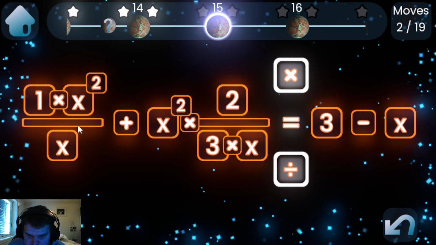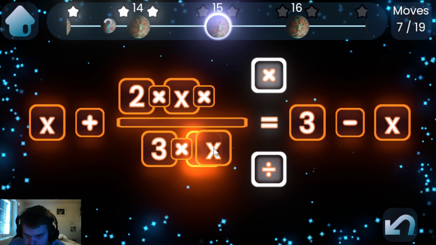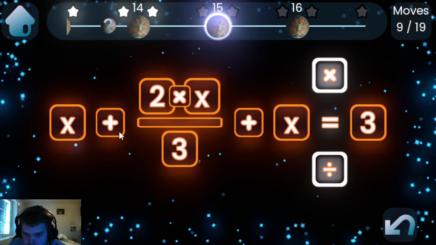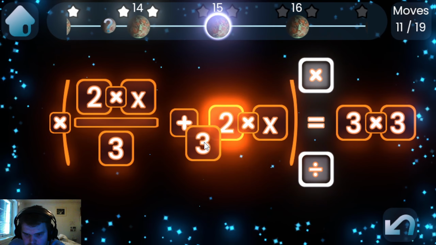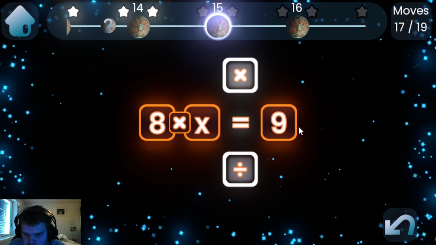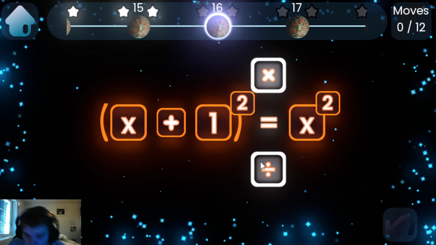Same here. I'm gonna have an x squared here now, just to give the players something more to do, make the levels more interesting, but it's not actually a quadratic equation. Let's move this over here. Multiply everything by 3. Nice. All right. Oh, so this is fun.